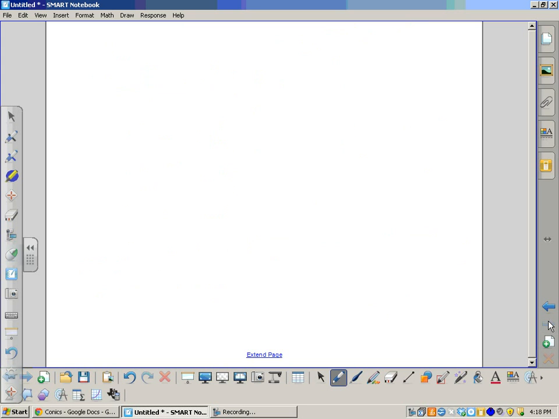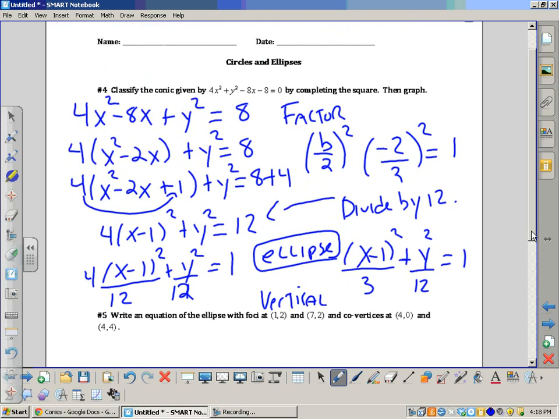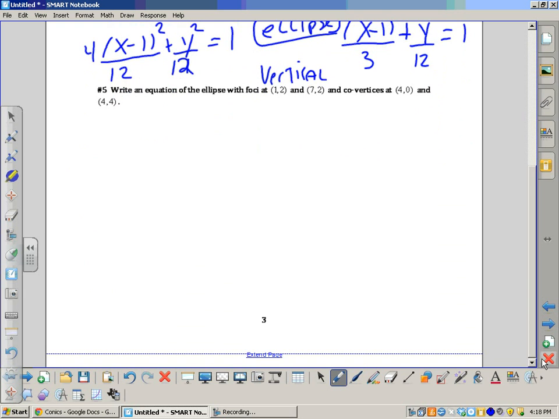So let's see, last one. Write an equation of an ellipse with foci at (1, 2) and (7, 2), and co-vertices at (4, 0) and (4, 4). Okay, we really need to draw a picture of what's going on here. So this is the last one. Some of you might think this is the hardest one. I don't know, but this is not meant to be something you can do real quick.